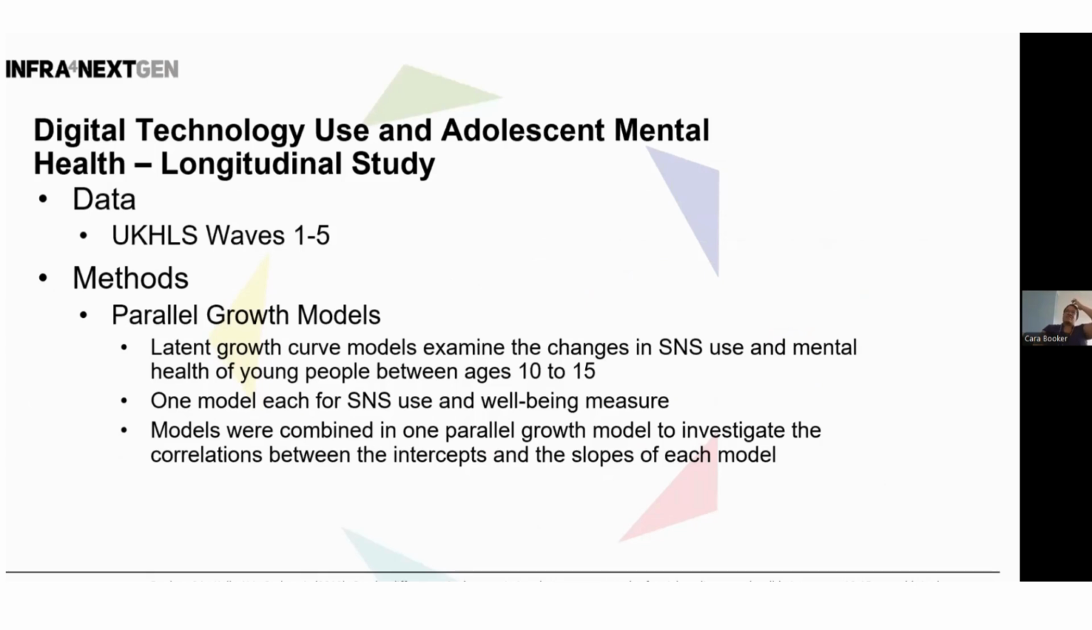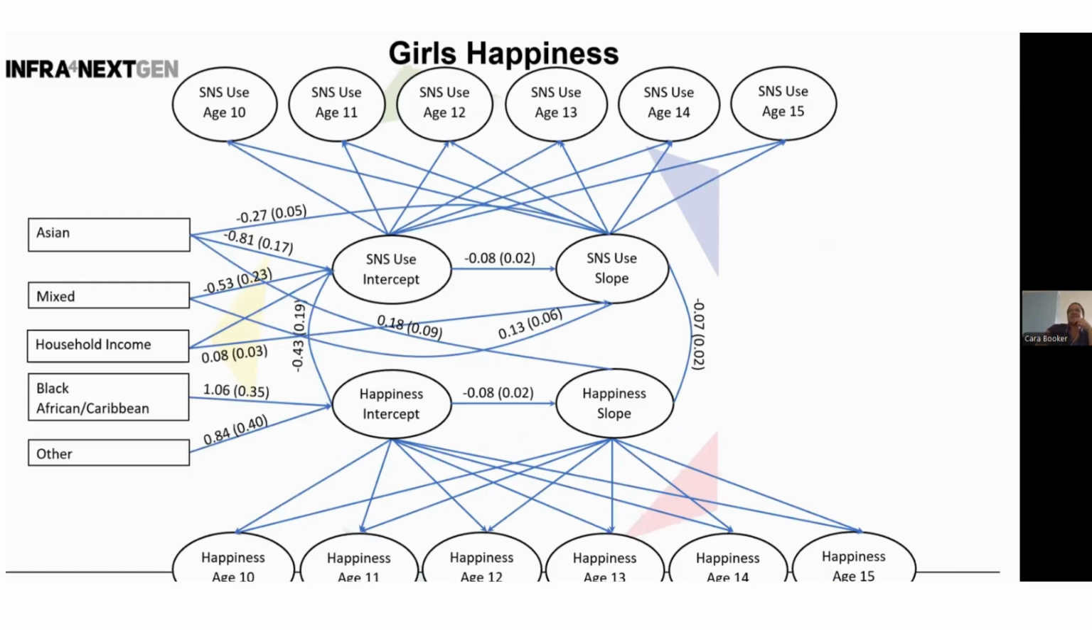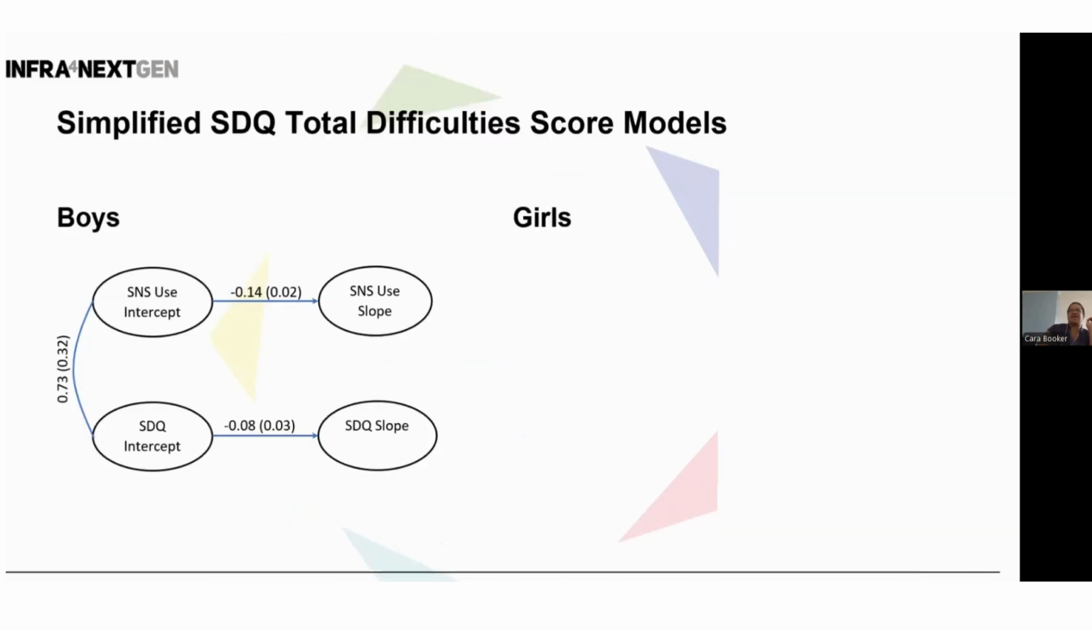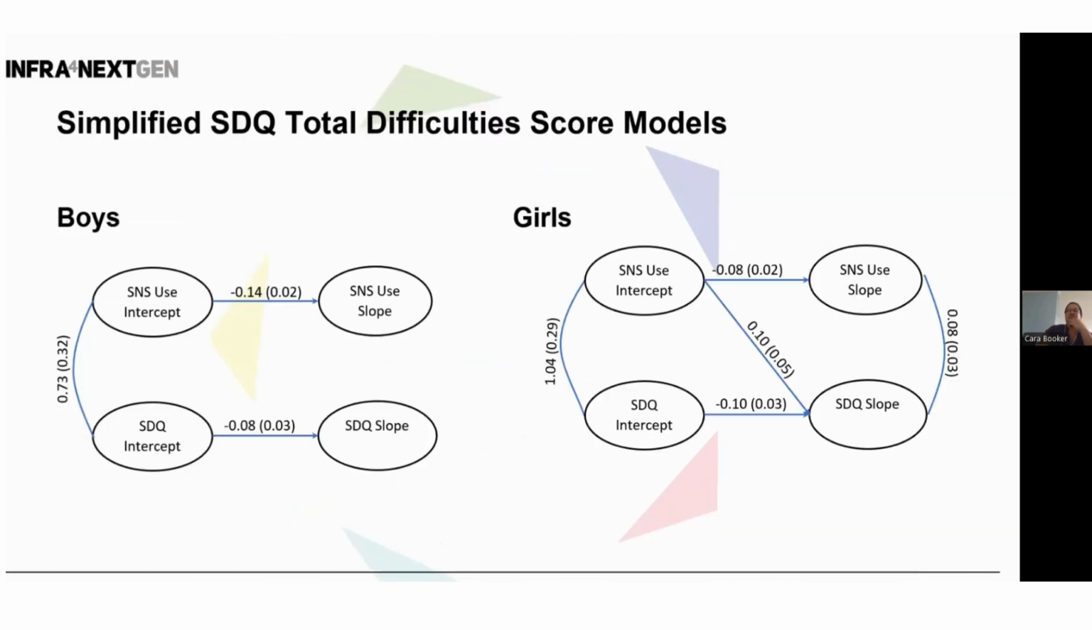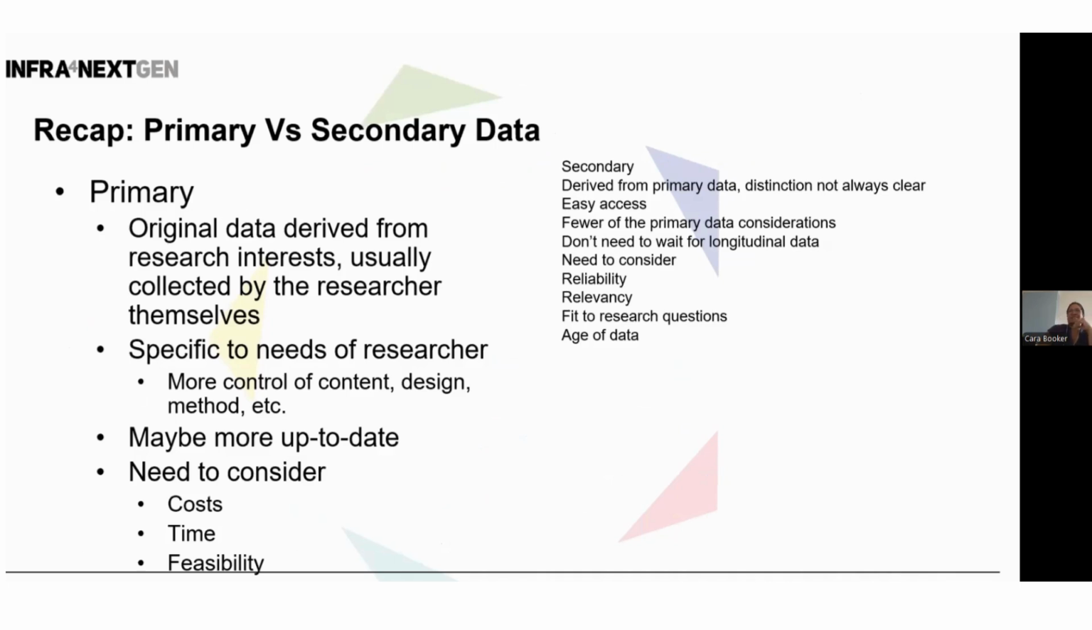And then just briefly, longitudinally, this is the model. We're doing growth models, and basically what we found is that girls were more likely to have total difficulties if they used a lot of social media when they were 10. By the time they were 15, their mental health was much lower than those who didn't. I'm sorry I had to rush through the last part, but I wanted to save some time for questions. So finally, here's a recap.